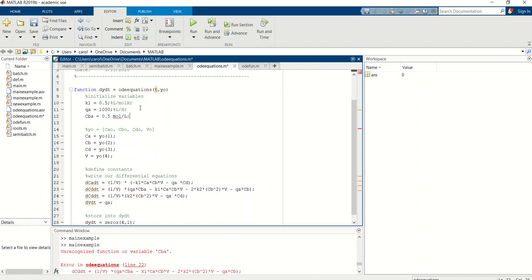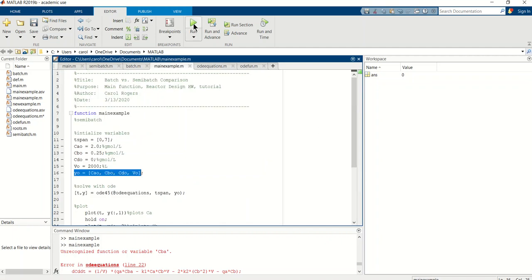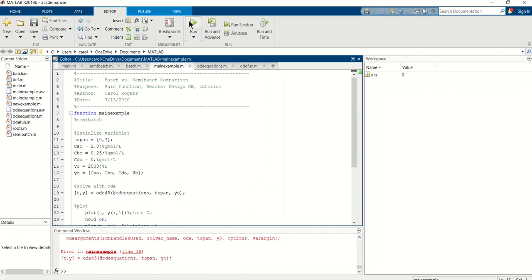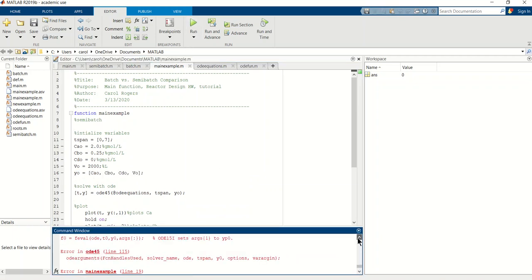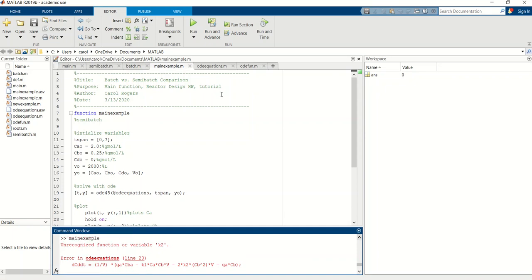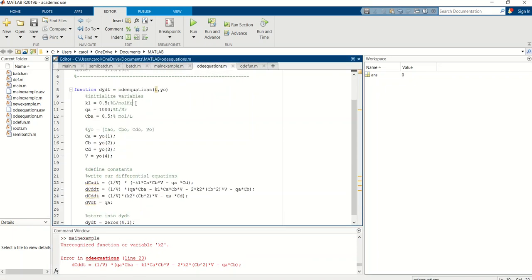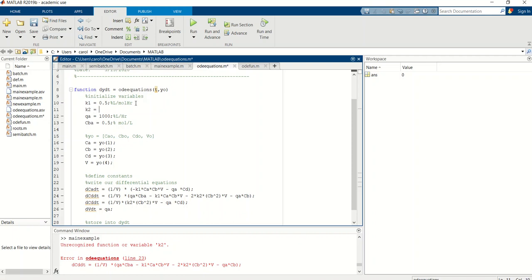And, oops. Okay, so now when we run this, it should work. In theory. K2, we also did not define K2, equals... and just per mole hour.